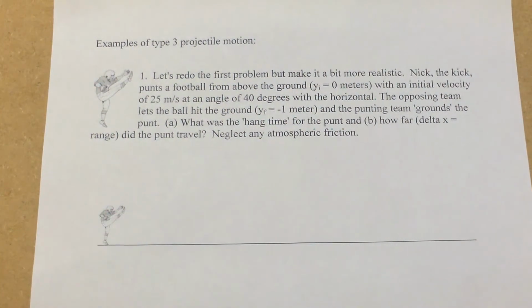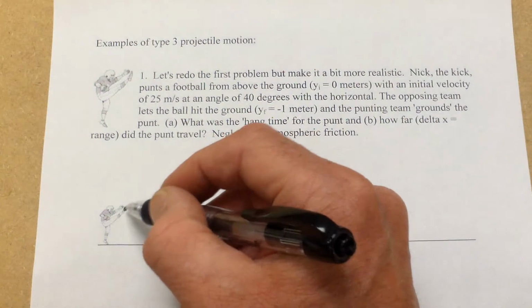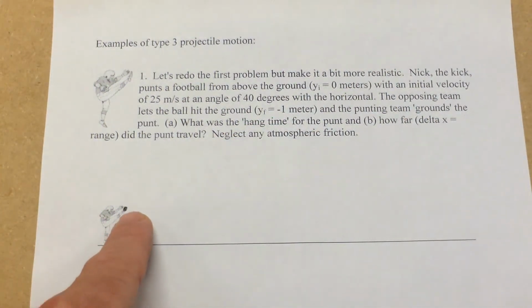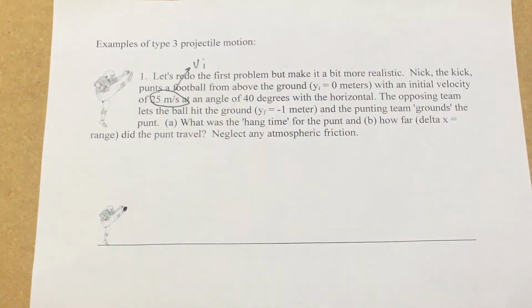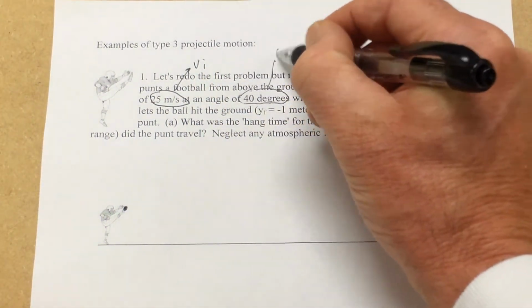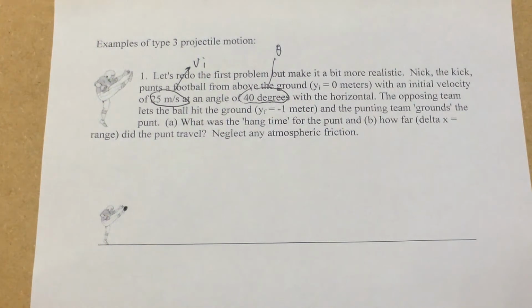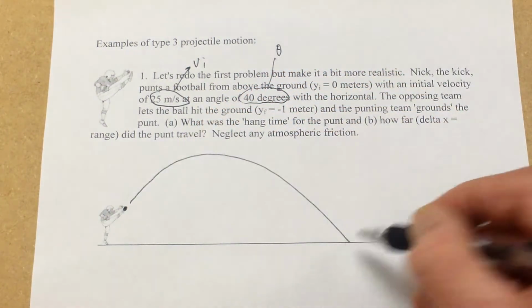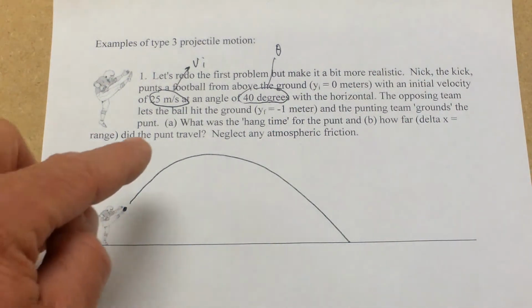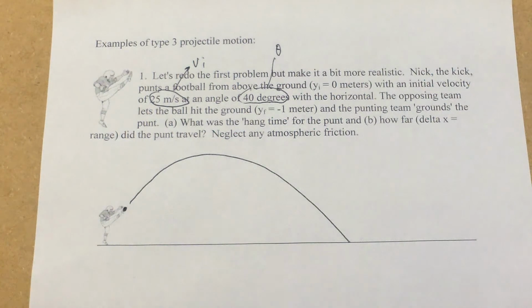Nick punts a football from above the ground, so his foot really is above the ground. We're going to call this our reference point, 0 meters. He kicks it with an initial velocity of 25, the same velocity we had before. That's our VI. There's your theta. He kicks it at 40 degrees. The opposing team lets the ball hit the ground, and the punting team grounds the punt. So our punt does something kind of like this. He kicks the ball, the other team doesn't catch it, it hits the ground, and the other team grounds it.